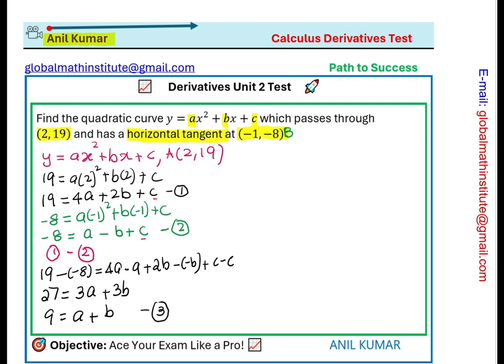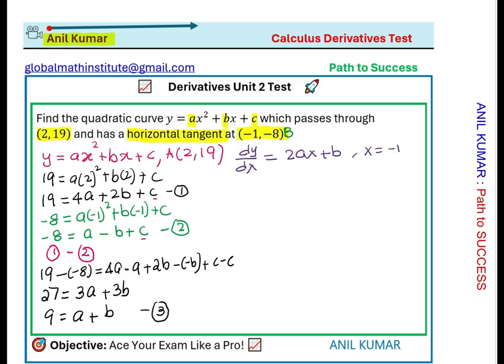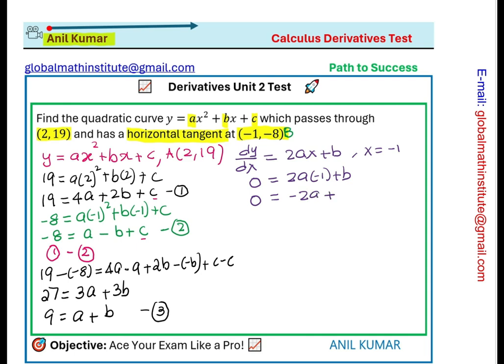So what's the derivative of this particular function? Let's find dy/dx. The derivative will be 2ax plus b. And at x equals -1, we know this should be equal to 0, right? So let's put 0 here, and 2 times a times -1 plus b. So 0 equals -2a plus b. We can call this our equation number 4.